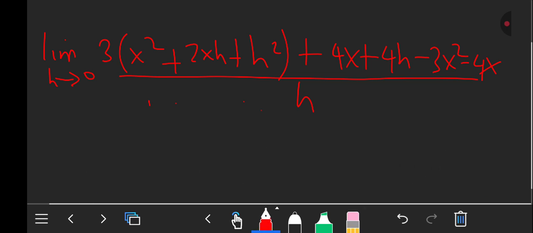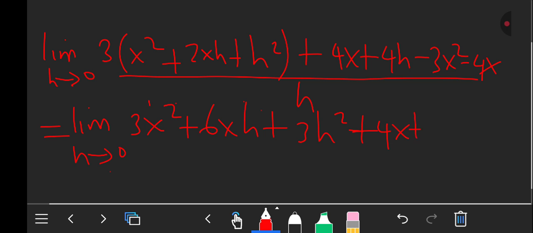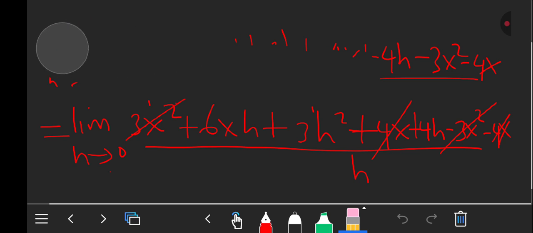Let's now see how we can simplify. So this will be equal to limit as h approaches 0. 3 multiplied by x squared will be 3x squared. 2 multiplied by 3 is 6, so that will be 6xh. 3 multiplied by h squared, so plus 3h squared, then plus 4x plus 4h minus 3x squared minus 4x, then over h. 3x squared and 3x squared can cancel out, and 4x minus 4x can cancel out.